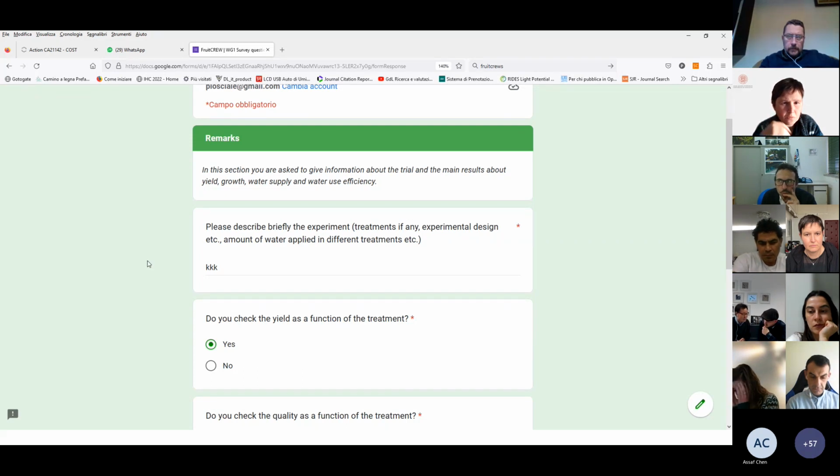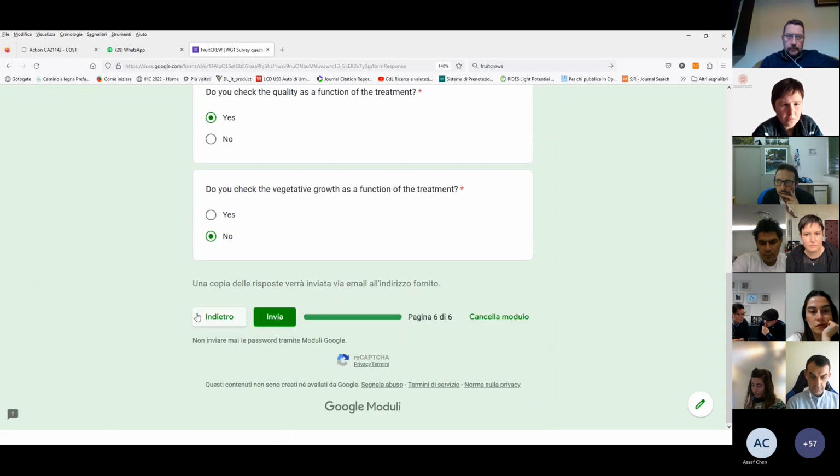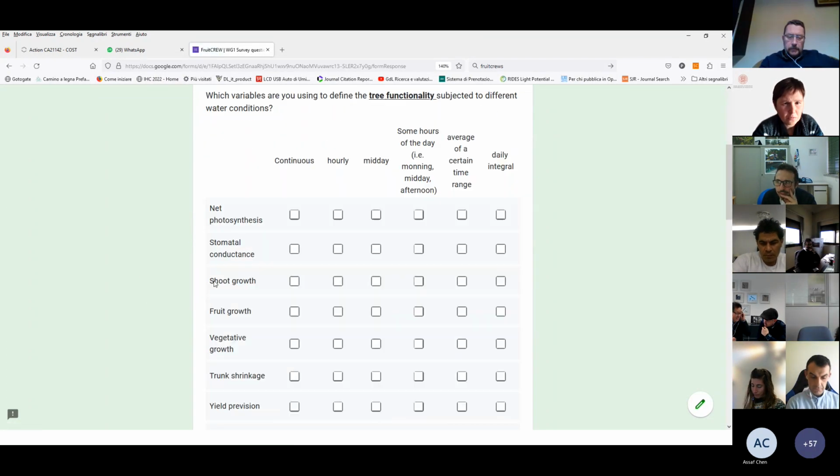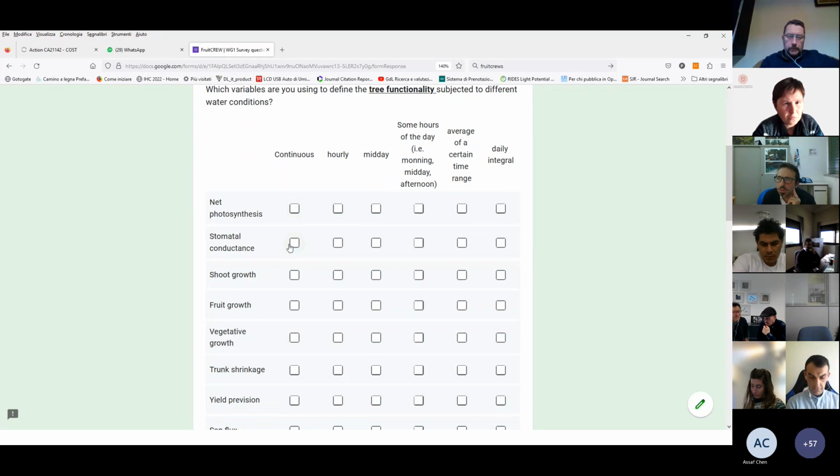So if I understood well, for example, in the case of stomatal conductance, if you have just a daily measure, we can add here another time range, daily, not integral, but daily, so average of 1 day. Or if you have only measures just 3 times, okay, you can do it. Okay, that was the real question.